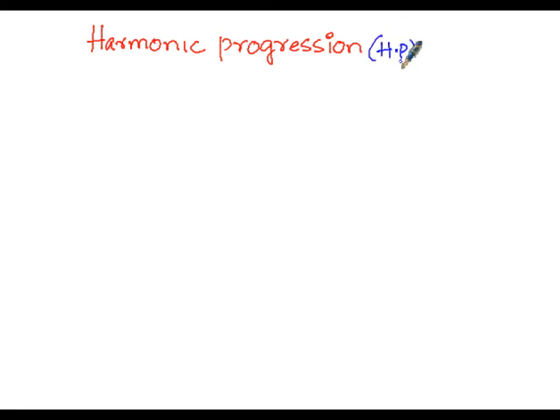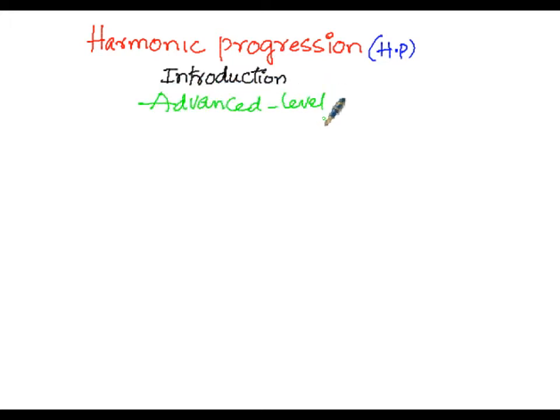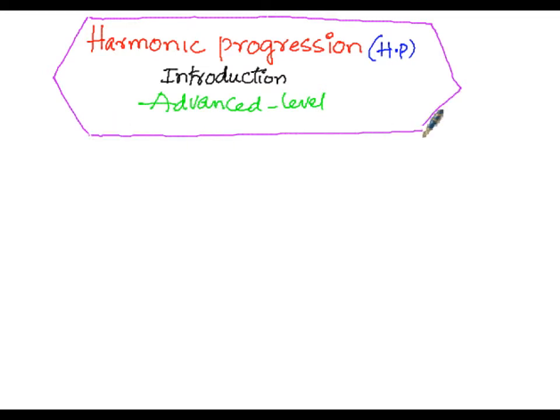So we are going to deal with the introduction topic of this harmonic progression at an advanced level. So here in this case, I am going to assume a sequence of the form 1 by 5, 1 by 7, 1 by 9, 1 by 11 and so on.